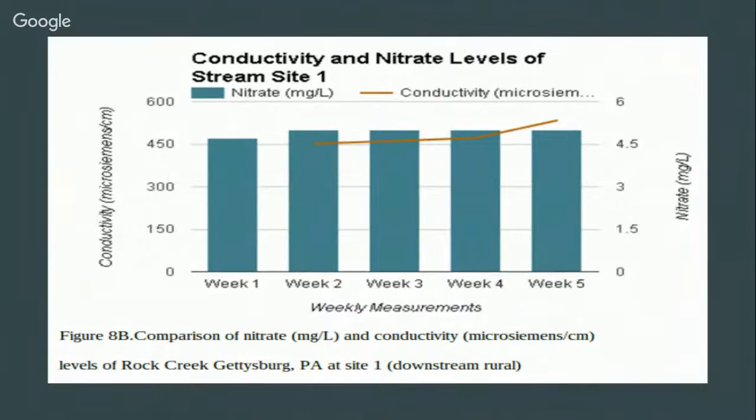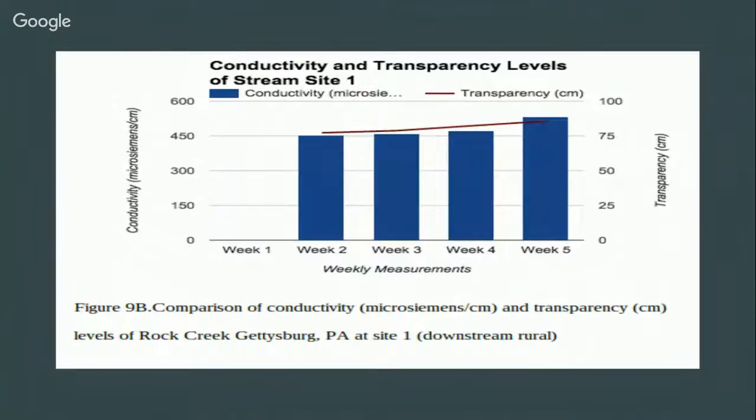This comparison graph shows nitrate and conductivity at Site 1. As the nitrate levels increase, so does the conductivity for all sites. This comparison graph shows conductivity and transparency at Site 1. As conductivity decreased, the transparency increased for all sites.